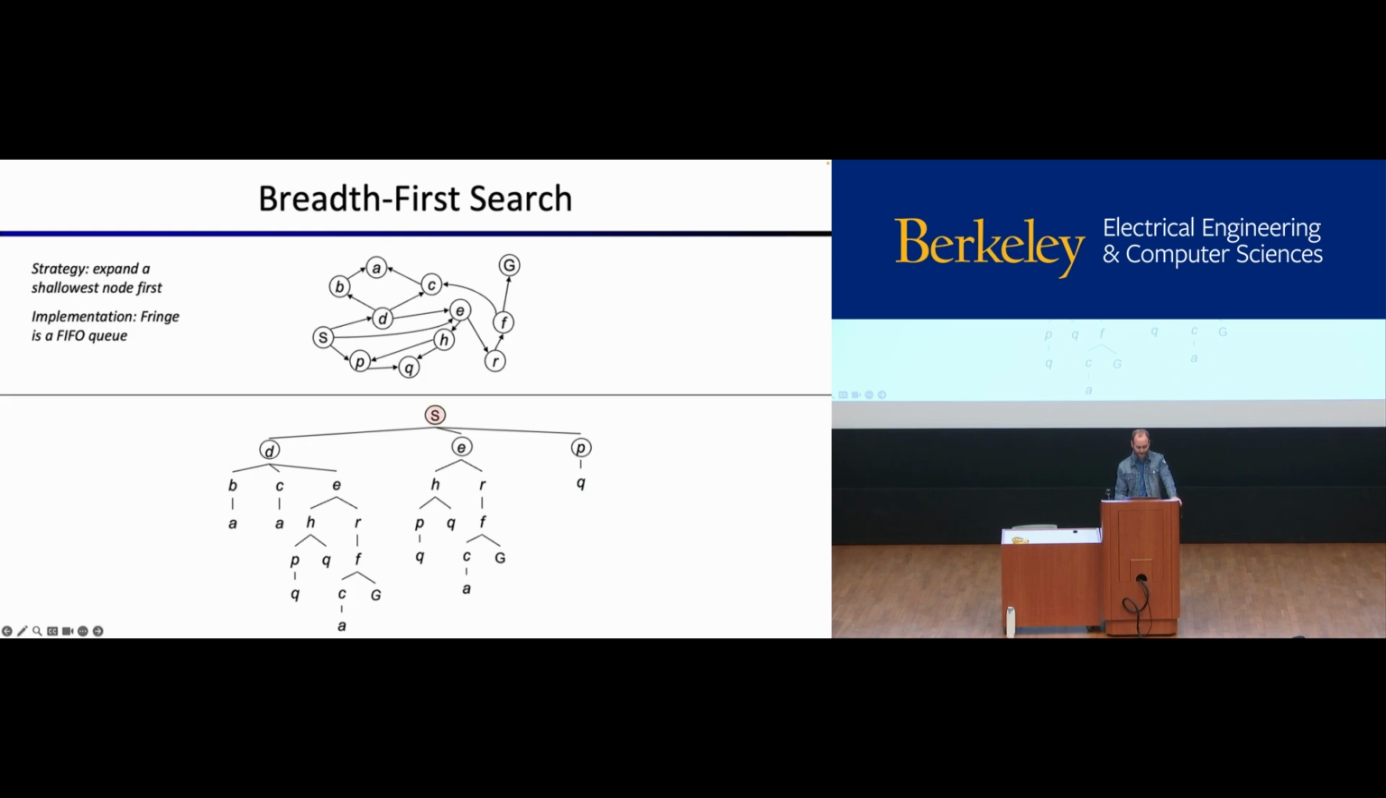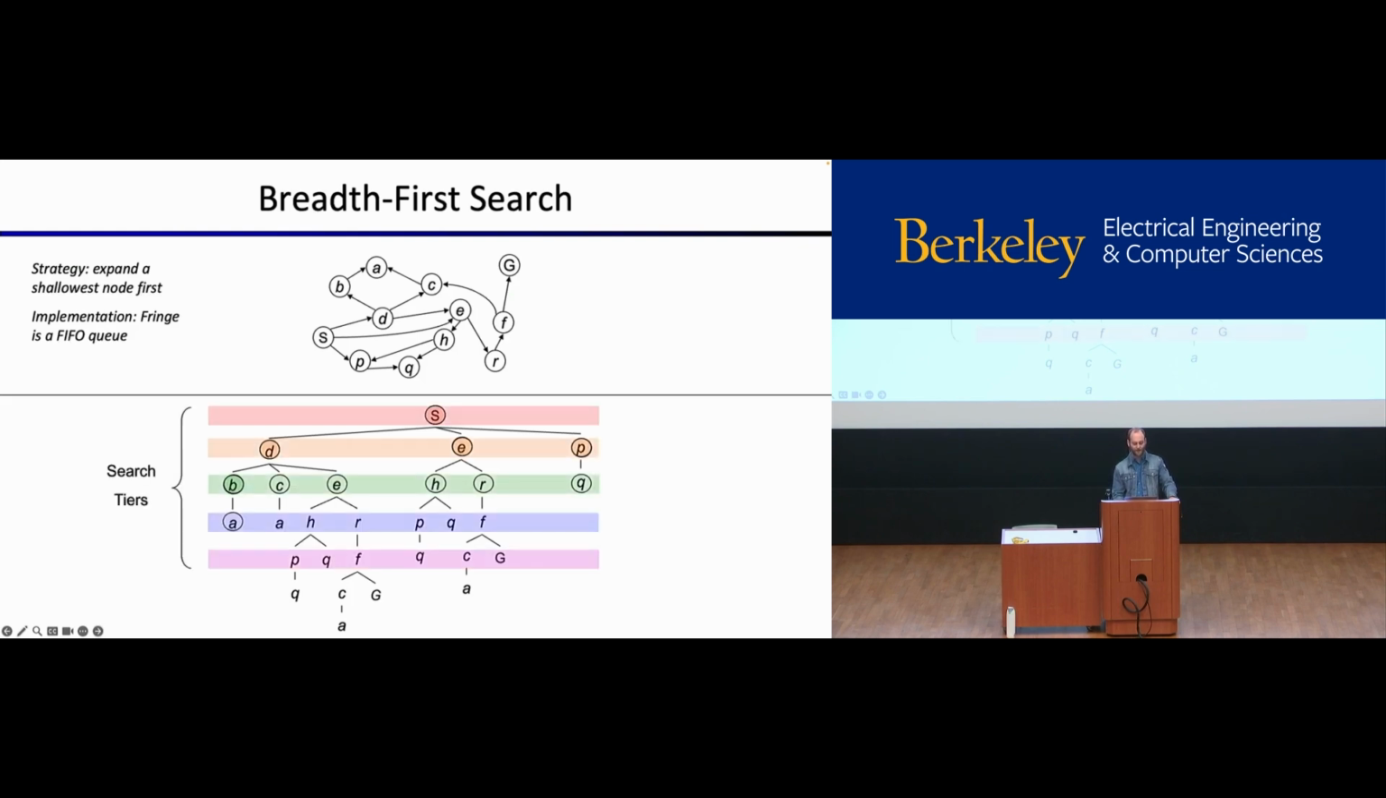Okay, we start in S, and then we expand. Now imagine that the nodes have been added to the queue left to right. So D gets added first, then E, then P. Because D was added first, we remove it first. And we add B, C, and E, a new version of E. Now that E has been on the queue longest, we expand that next. Now P has been on the queue the longest, so we expand it next, and we keep going. So there are these search tiers, and we do everything from this tier before we go down to that tier.